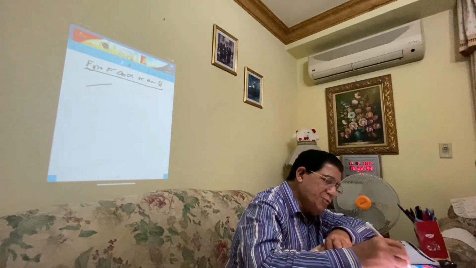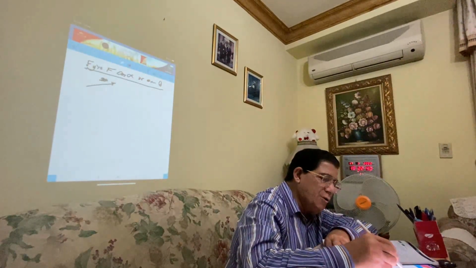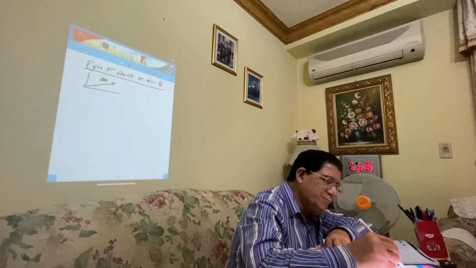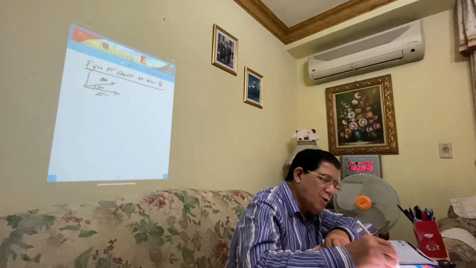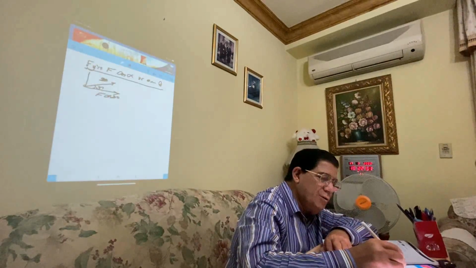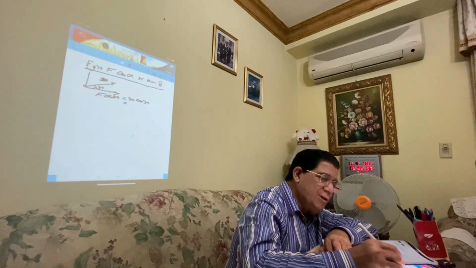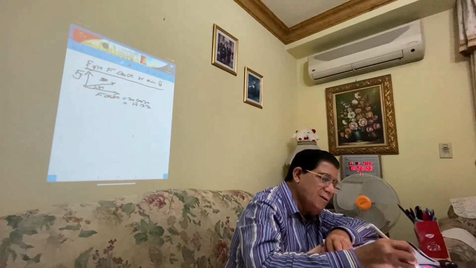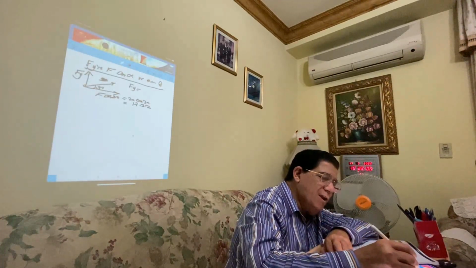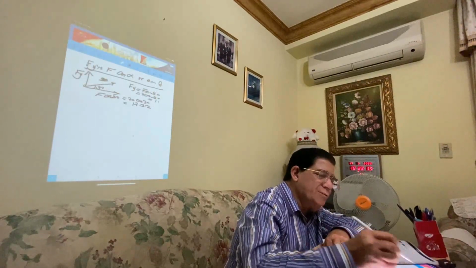A force of 20 Newton makes an angle of 30 degrees. The horizontal component is F cosine 30, which is 20 cosine 30, which is 17.32, and Fy equals F sine 30, 20 sine 30, equals 10.